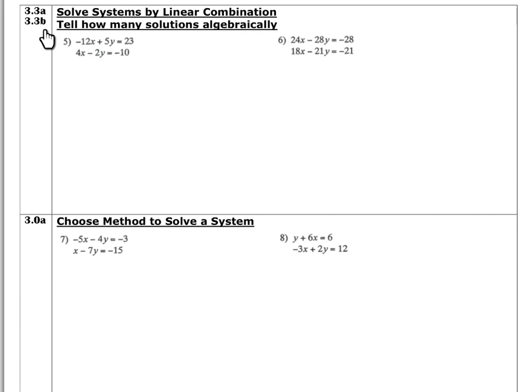3.3a and 3.3b, now we're going to solve by linear combination. And again, tell how many solutions algebraically. Linear combination, remember, means you're going to add the two equations together. When you add down, you want either the x's or the y's to fall out. So you want them to be the same numbers but opposite signs.